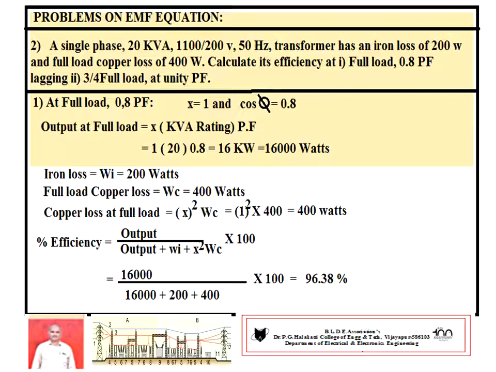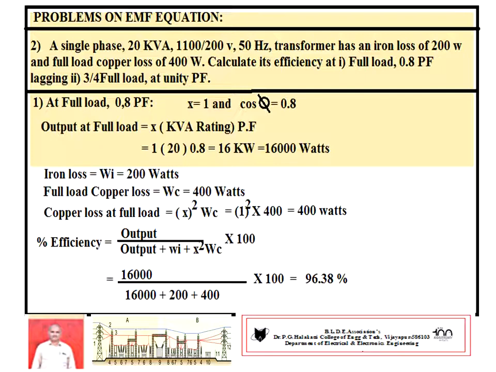Output at full load is given by x into kVA rating into power factor, that is 1 into 20 into 0.8, it becomes 16 kilowatt or 16,000 watts. One thing you keep in mind: if you are keeping output in kilowatts, then convert iron loss and copper loss also in kilowatts, or if you keep output in watts, these two losses should also be in watts. Now, iron loss Wi equal to 200 watts, full load copper loss Wc equal to 400 watts.